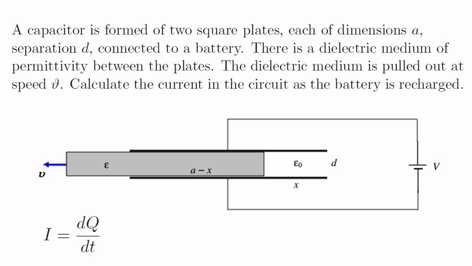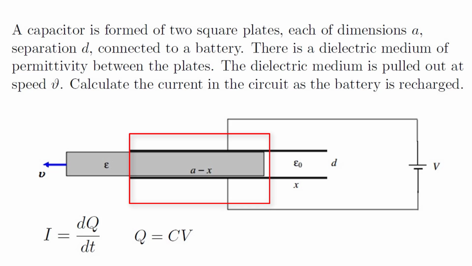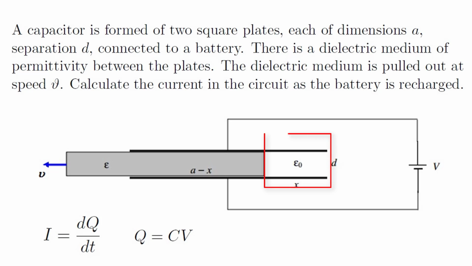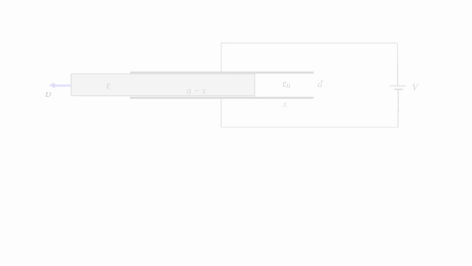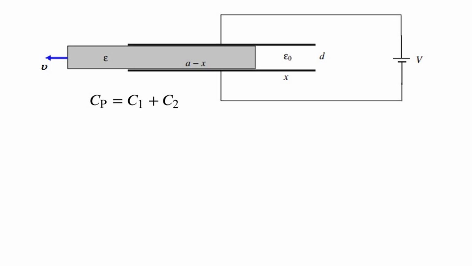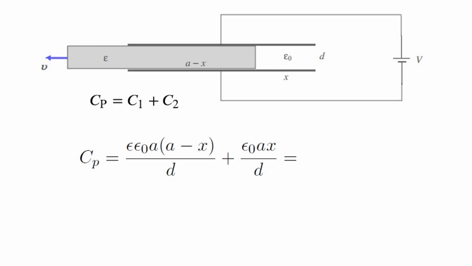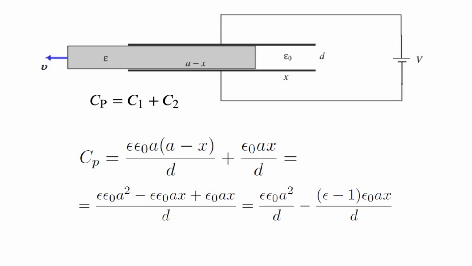The electric current is the time derivative of the charge. The charge of the capacitor is C times V. So I will compute the net capacitance by dividing it into two capacitors which are connected in parallel. Capacitance depends on area, separation distance of the plates, and also the filler medium. So I can replace C1 and C2 by these expressions, where epsilon is the dielectric constant, epsilon 0 is the permittivity of free space, and the product of A and x is the area.